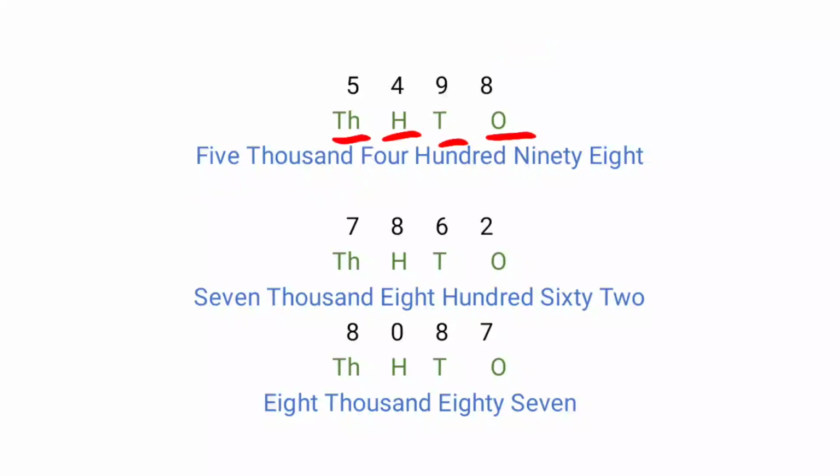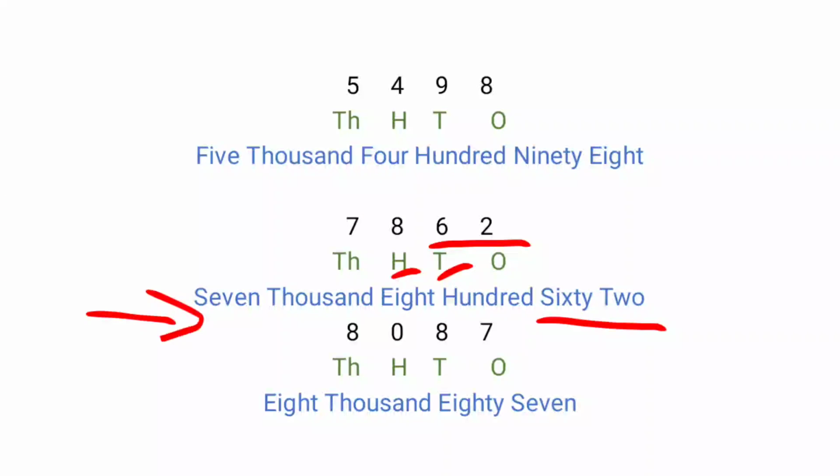Similarly, the next number we have is 7862. The last two digits will be written as 62, so the number will be 7862.